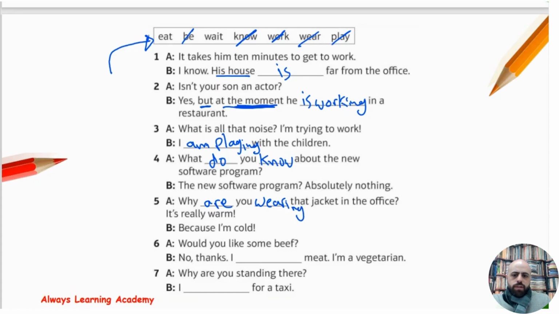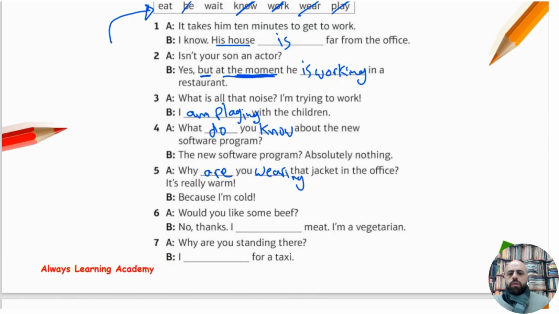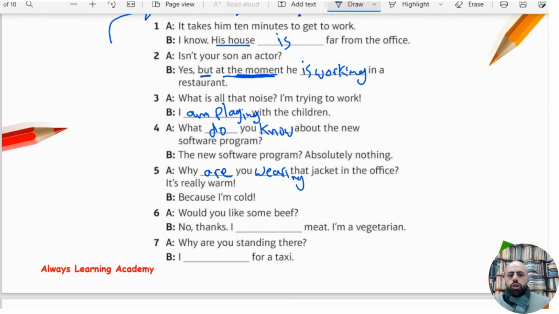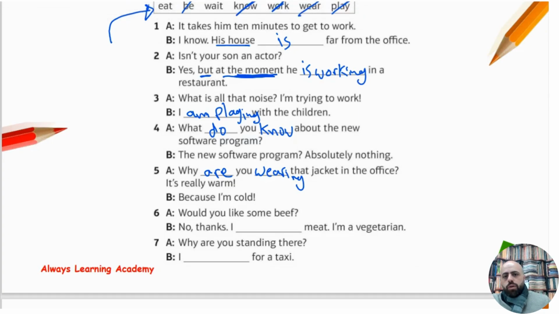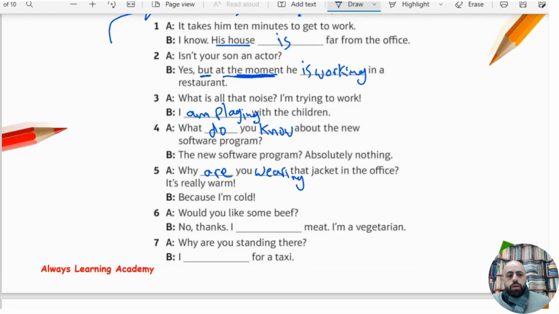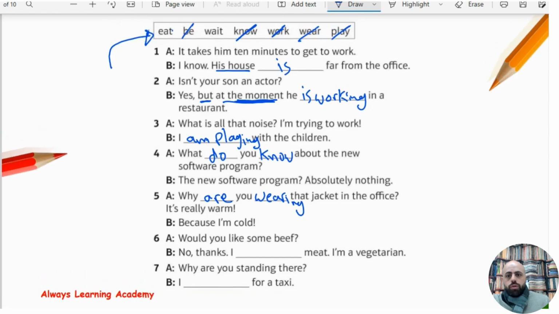Okay, now number six, would you like some beef? No, thanks. I don't eat meat. I'm vegetarian. Vegetarian, someone who doesn't eat meat. So obviously here he said no thanks, so we should use negative here and the verb eat. So here we go. I don't eat meat. I'm vegetarian.